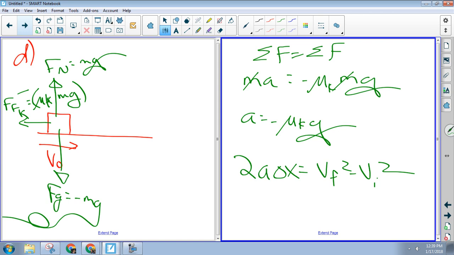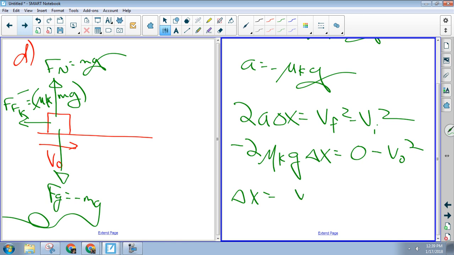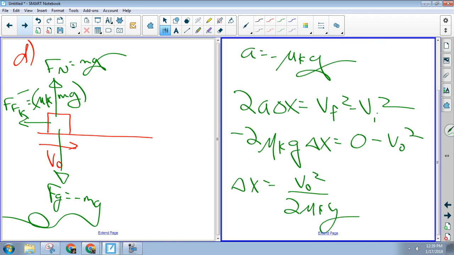This was my favorite equation. All right, so here we go. Negative 2 mu k g delta x equals 0 minus v naught squared. And solve.